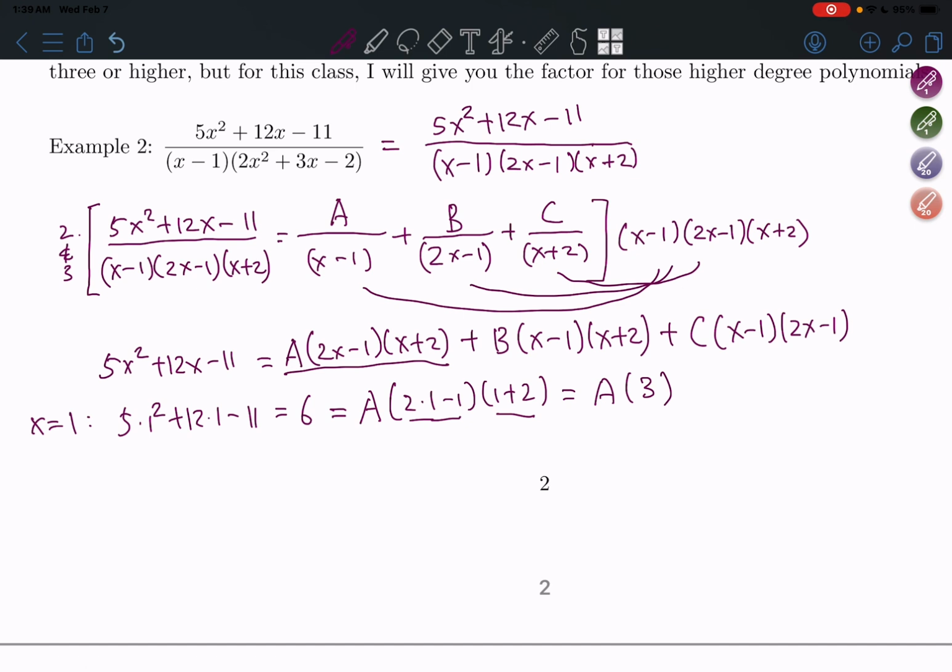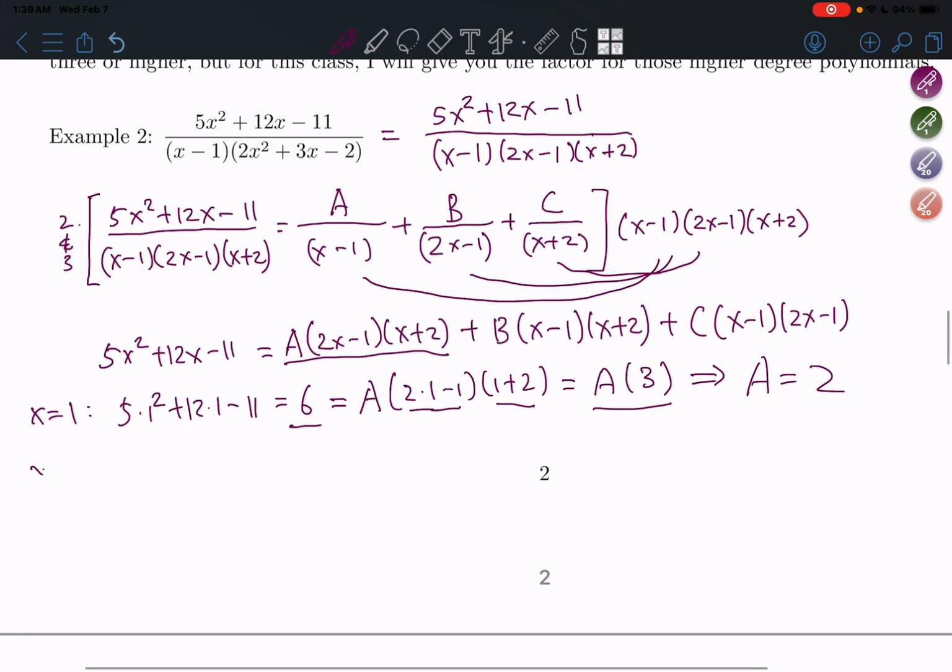So I got my first easy equation, right? I got 6 equals 3a, or a times 3. That means very easily a is equal to 2. Okay, so right away I already got a letter just by plugging in a very strategic number. So I can actually play this game 3 different times to find all 3 letters.